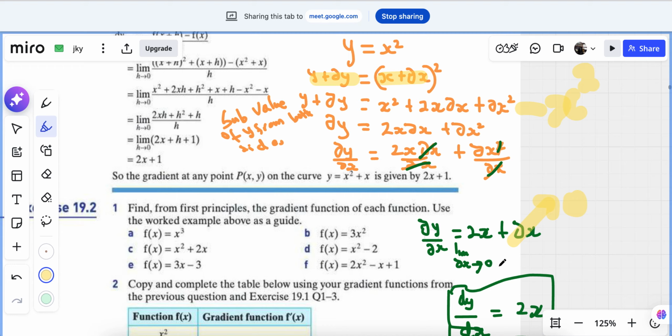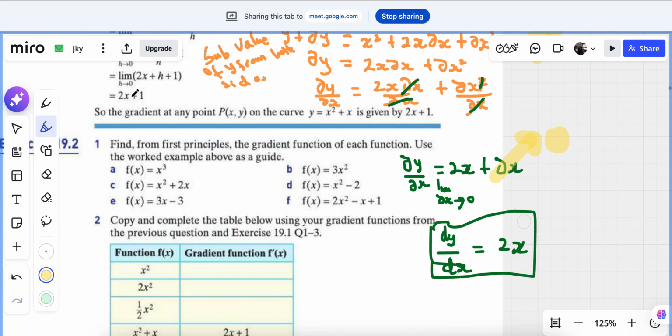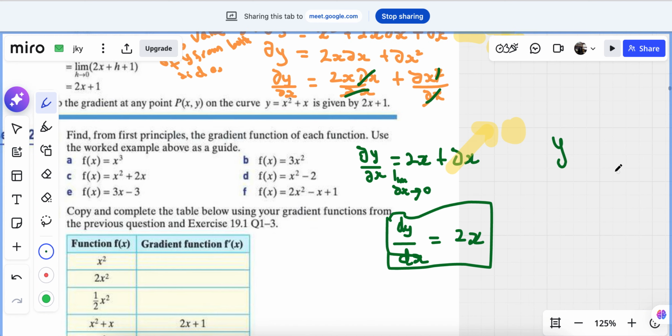So what is remaining? Once limit dx approaches 0, this one will become the proper d. To solve it, ordinarily, that's what you're supposed to get, right? dy over dx equals 2x. This was the question. Remember, the original question is y equals x squared.